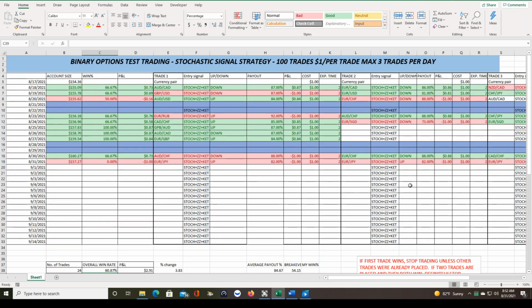Definitely not going to double down on any one setup anymore because it's just too risky.